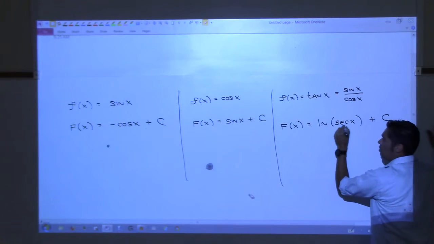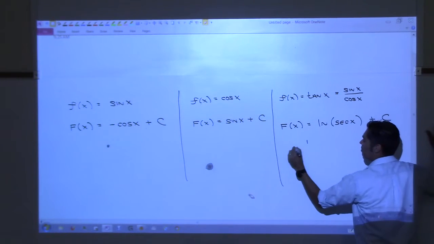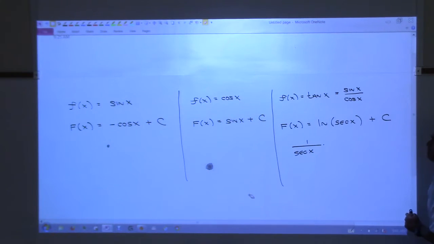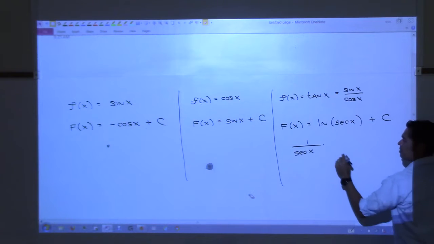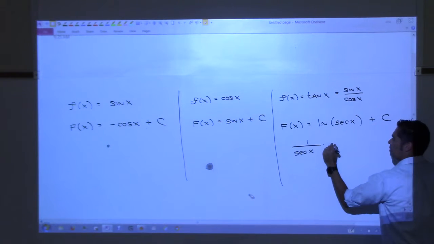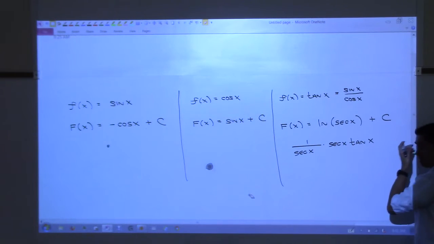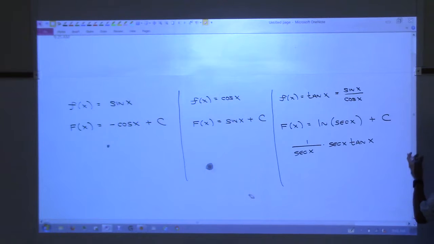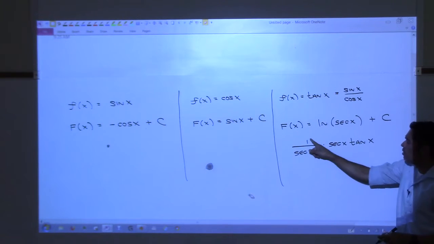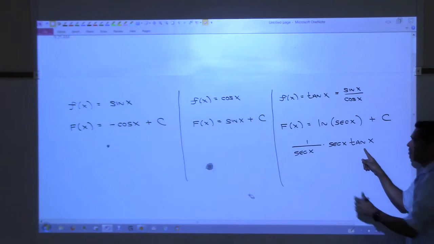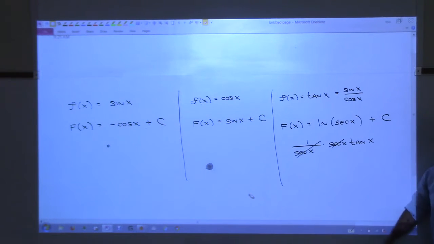So what's the derivative of natural log of something? 1 over it. So this is 1 over secant x times the derivative of secant x, which is just secant x tangent x. That's chain rule, right? Derivative of natural log of something is 1 over it times the derivative of what's inside, the derivative of secant x, tangent x. And the secants cancel. And you just get tangent. Right?